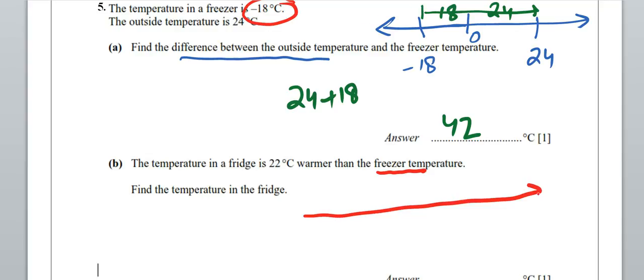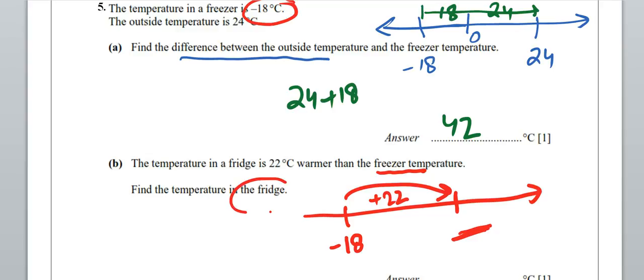So it means right now we have the temperature minus 18, but the temperature in a fridge is 22 warmer. So it means we will increase 22 here. So whatever the temperature will be here is the temperature for the fridge.